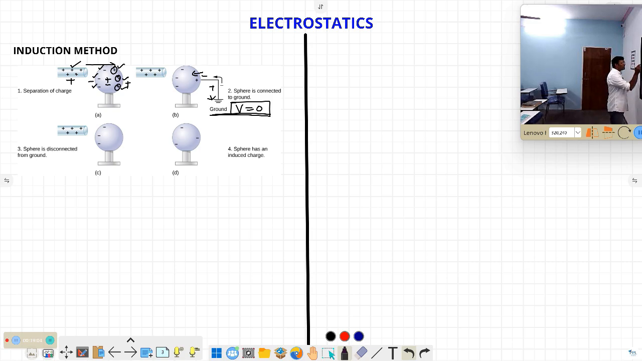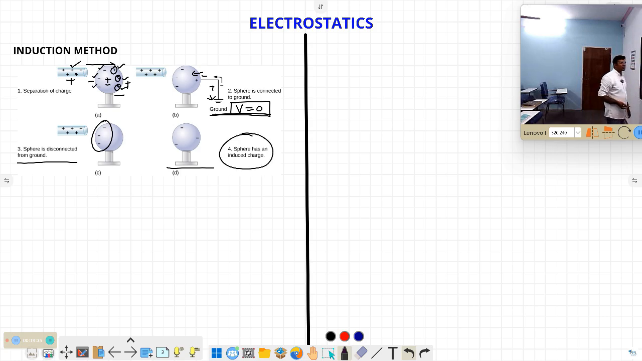Now what we are doing in the next step is removing the grounding. When you remove the grounding, the charges which were there have already gone into the ground. So the only charges left on the sphere are negative charges. That means the sphere contains only negative charges. There are no positive charges which were present before. Now finally the neutral sphere becomes a negatively charged body.